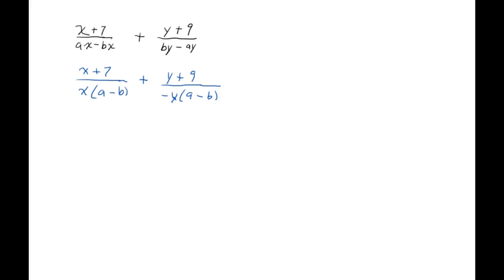Okay, now we need an LCD. I like to think of it as just listing all of the factors that we have. So we have an x, we have a y, and I'll mess with that negative y in just a bit, and we have an a minus b. So that's going to be our least common denominator.